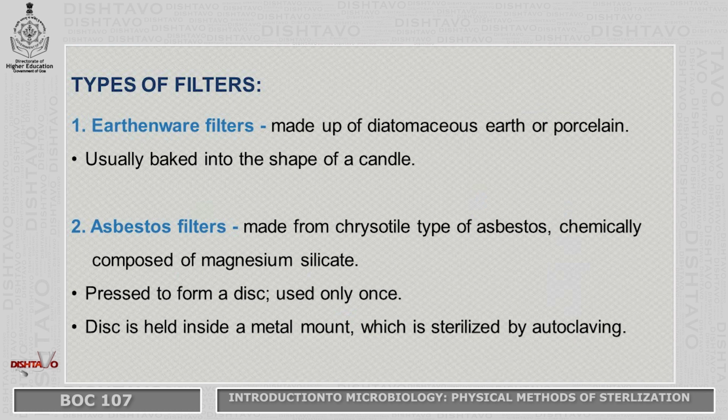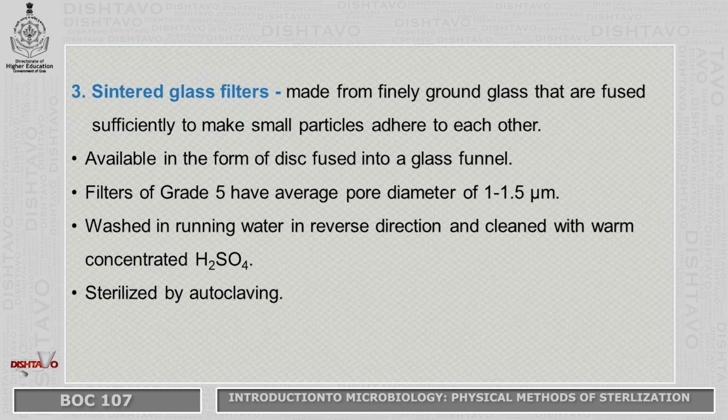Coming to types of filters. There are different types of filters. First one is earthenware filters. They are made of diatomaceous earth or porcelain, usually baked in the shape of a candle. Next is asbestos filters. They are made from chrysotile type of asbestos, chemically composed of magnesium silicate, pressed to form a disc and it can be used only once. This is held inside a metal mount which is sterilized by autoclaving.